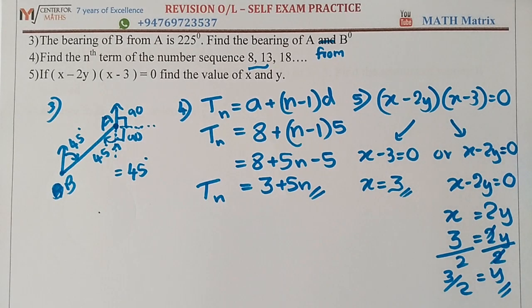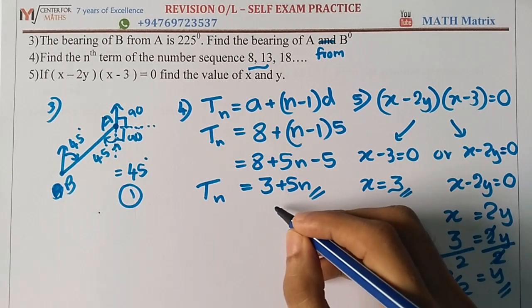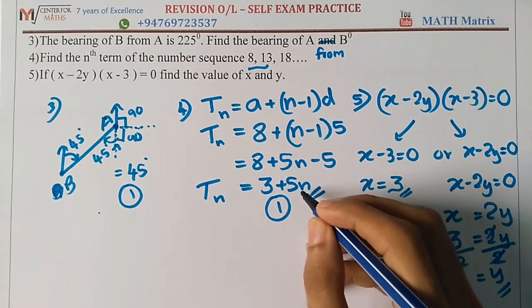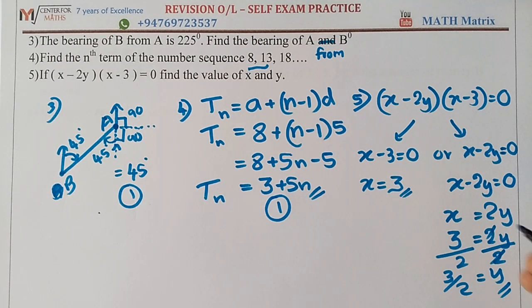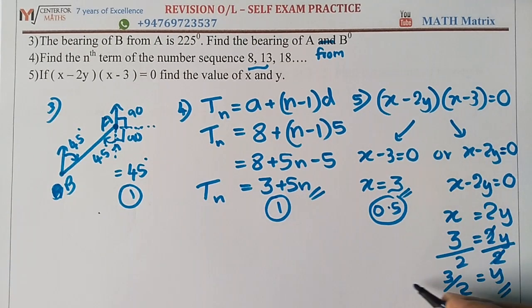Right. So if they are correct, you can give 1 mark for each. If you have got 45, then 1 mark for this, and for 3 plus 5n or 5n plus 3, you can give the marks even so. Finding the value of x, you have to give 0.5, and for this also 0.5.